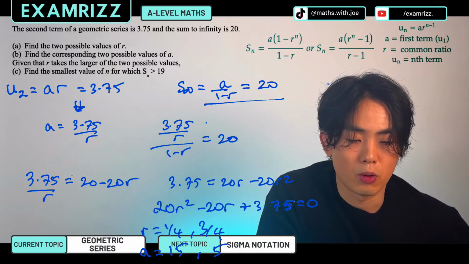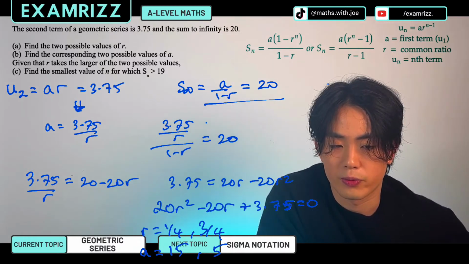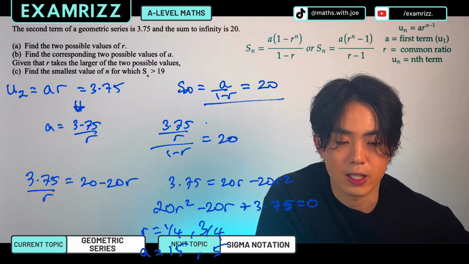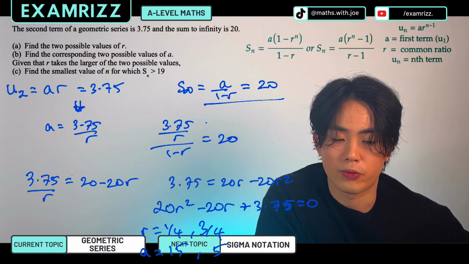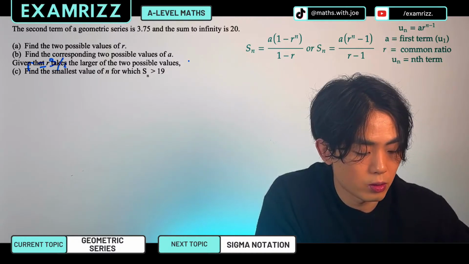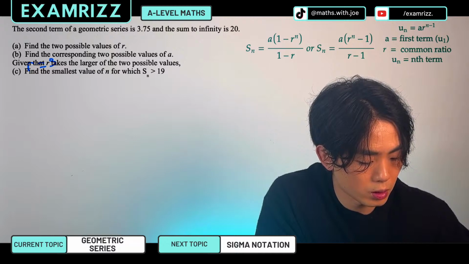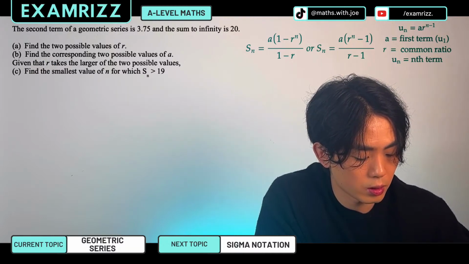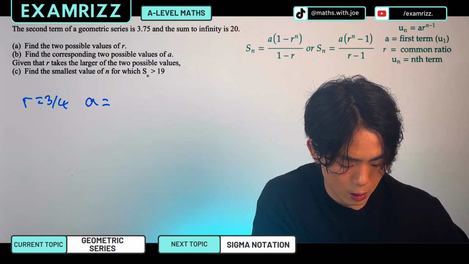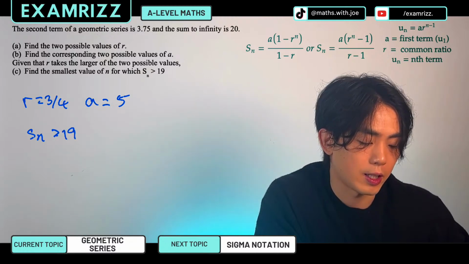Now, part C is the more important part. It says, given that r takes the larger of the two possible values, find the smallest value of n for which Sn is larger than 19. So r is the larger one, which is 3 over 4, and our a value associated with that r was 5. They're saying find the value of n when the sum gets larger than 19.